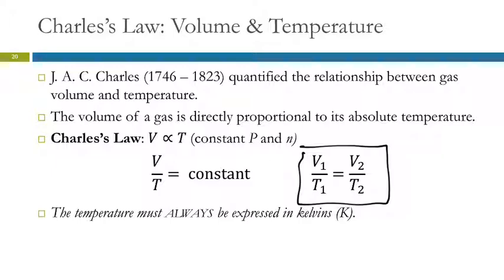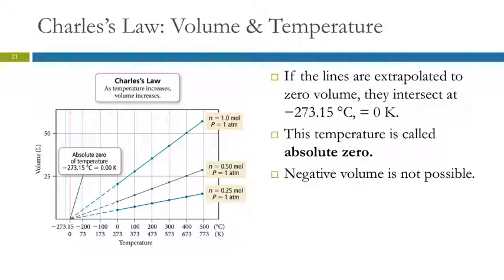Now, it's important here that this be the absolute temperature. Absolute temperature is the temperature in kelvins. Okay? The temperature for gas problems must always be expressed in kelvins. They will give you the temperature in Celsius most of the time. They will ask you to find a temperature in Celsius, but in the equation you have to use kelvins. No exceptions. Let's look at why.